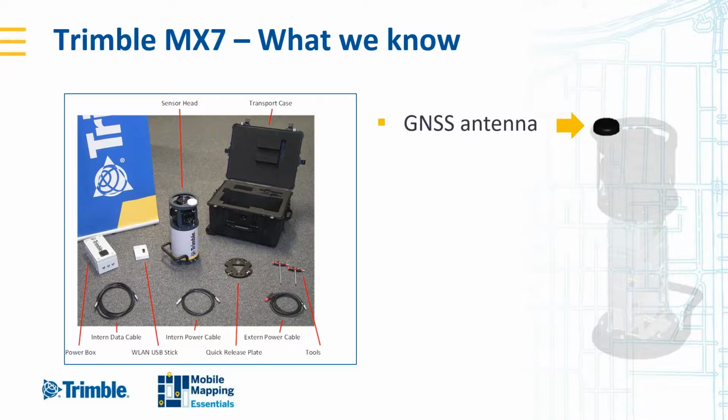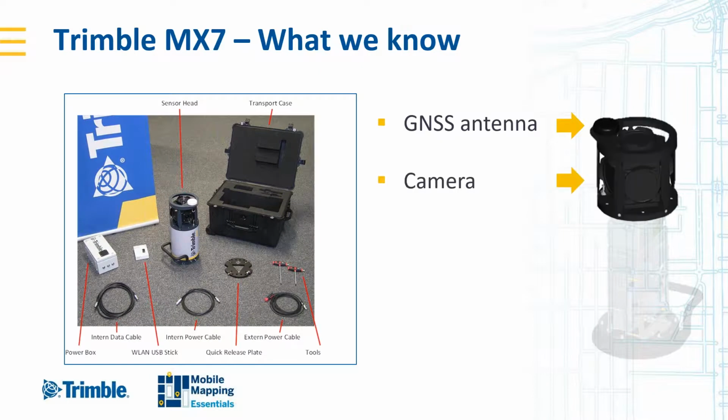So what's in the box? We have the GNSS antenna, we have the 360-degree camera, which is actually 5 cameras, so 5 going around the 360 degrees plus 1 looking up. You may think that 1 looking up is not very useful, but actually it can be very useful, for example, seeing under bridges or very tall power lines, that kind of thing.